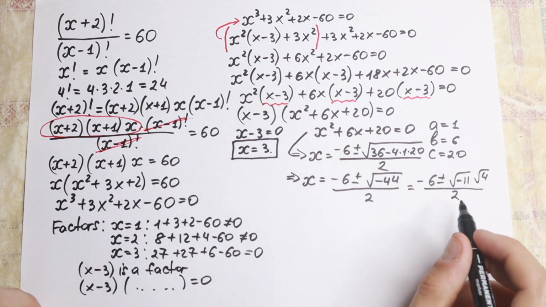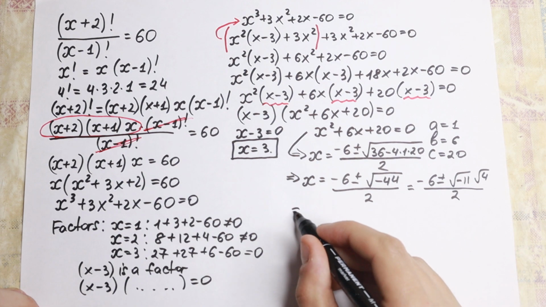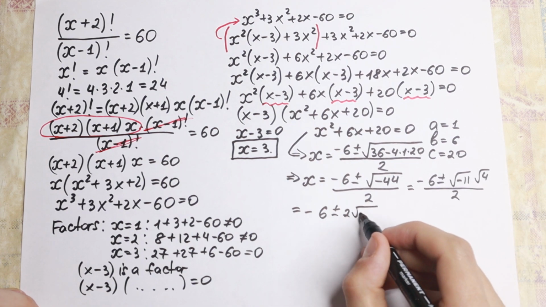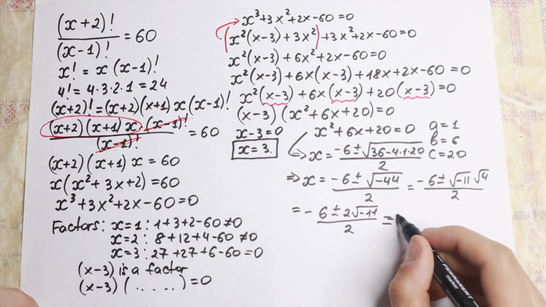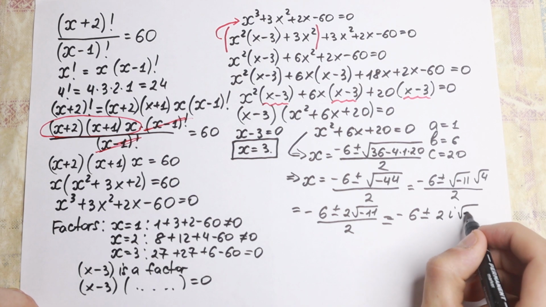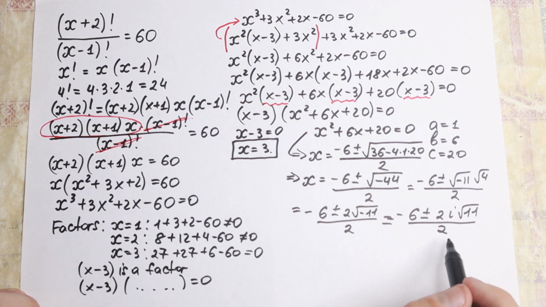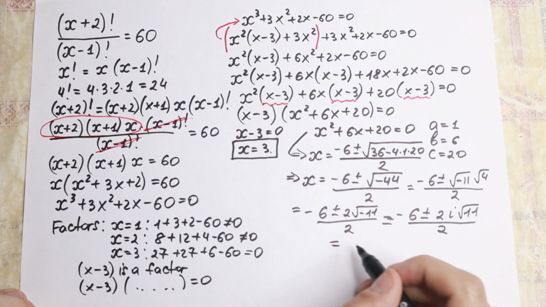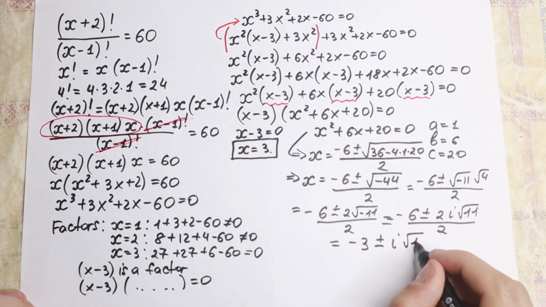So I hope you understand this step. We just write this 44 as 11 times 4. So let's go next. We'll have minus 6. Right here we'll have 2 plus minus 2 times square root of minus 11. Or if you know about complex numbers, we can easily write it as minus 6 plus minus 2i square root of 11, all over 2. Or if we divide both of these elements by 2, we'll have our final answer. We'll have minus 3 plus minus i square root of 11.